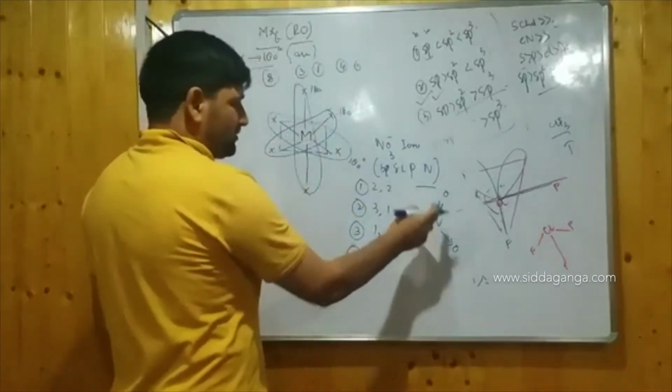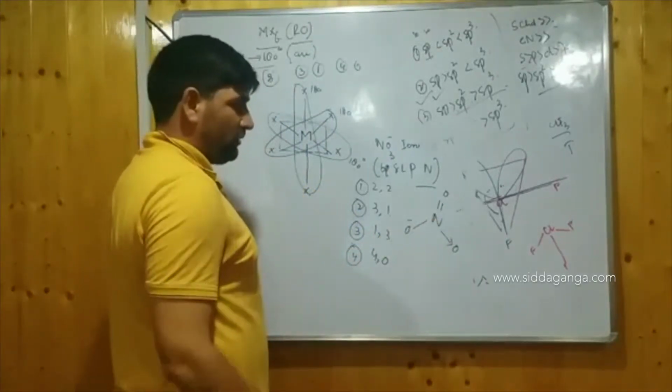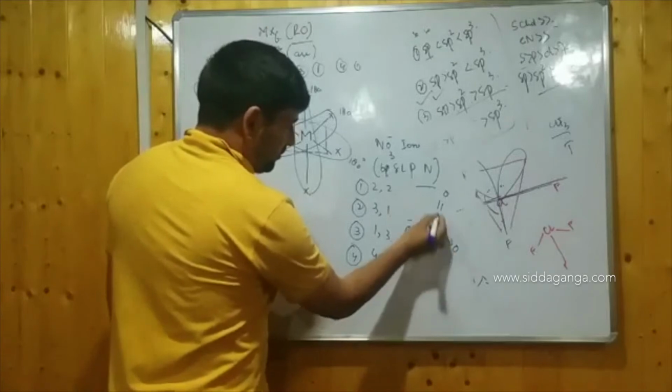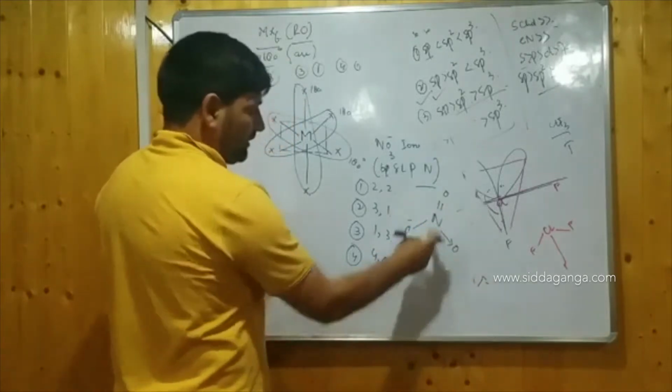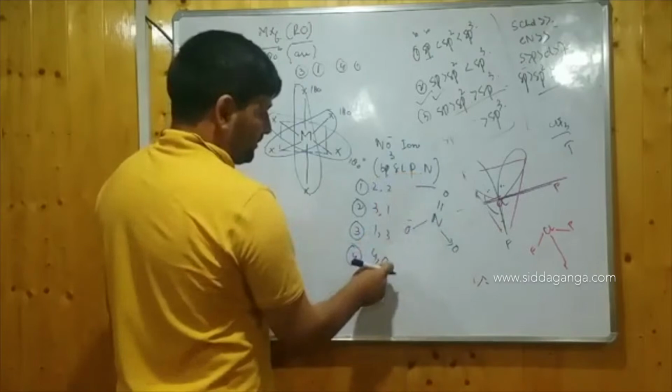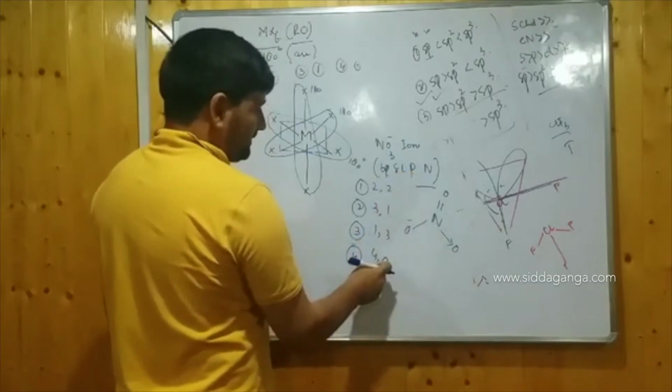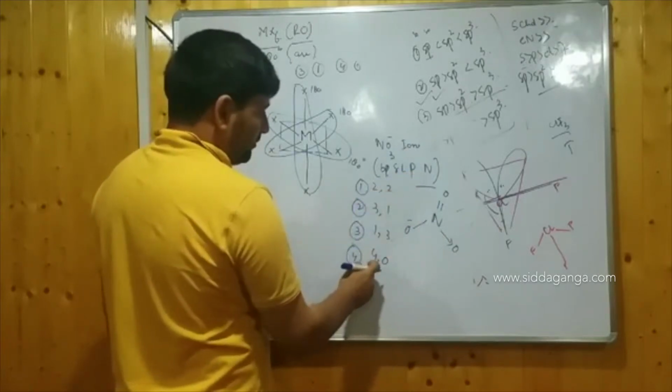Total number of electrons on nitrogen, how many in total? 5. How many has it used? Coordinate bond 1, 2, 3, 4, 5. No lone pair of electrons on nitrogen at all. So there is no lone pair, so this should be 0 lone pairs. And obviously there is only one option with 0 lone pairs. Number of bond pairs will be 4.